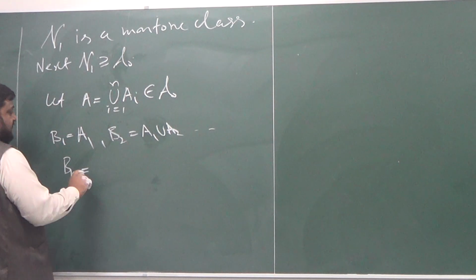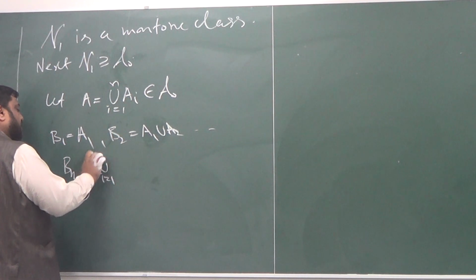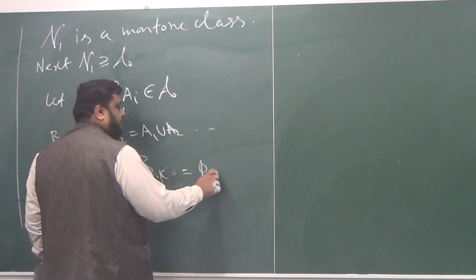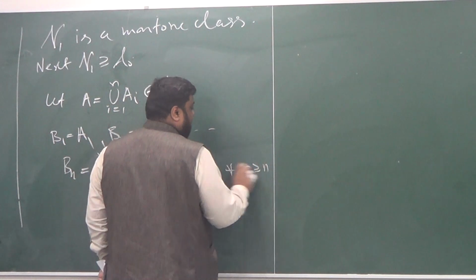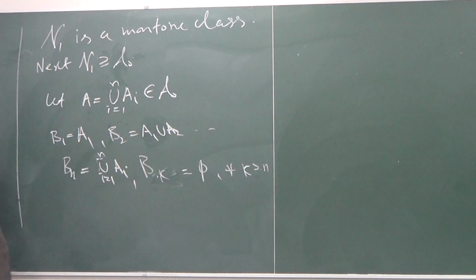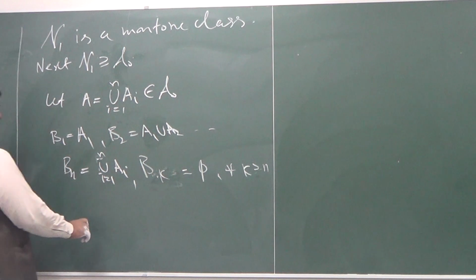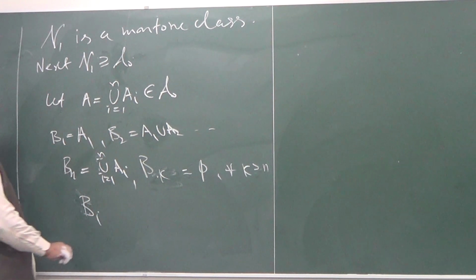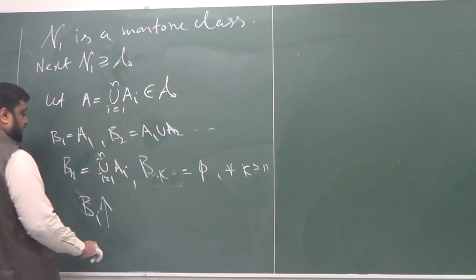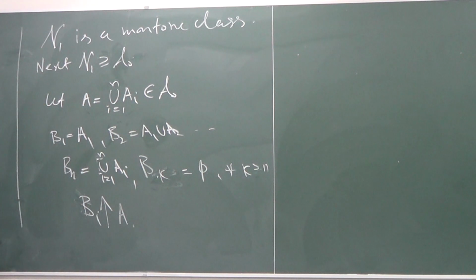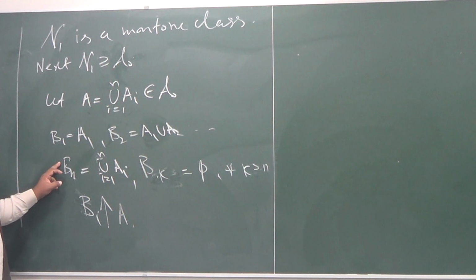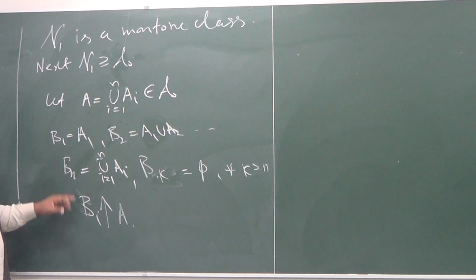B_n as the union of i equal to 1 to n of A_i, and B_k equal to B_n for all k bigger than or equal to n. If this is the case, then I can say that B_i is an increasing sequence that increases to A. How can I make sure that this sequence is indeed in N1? You have to also think about why these guys are in N1. Then the argument would develop.